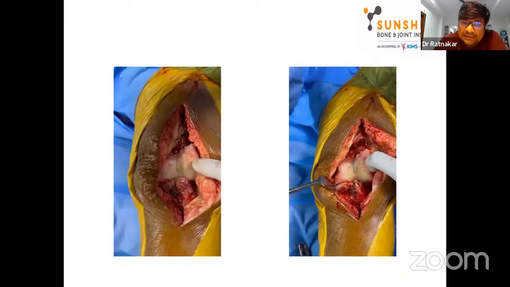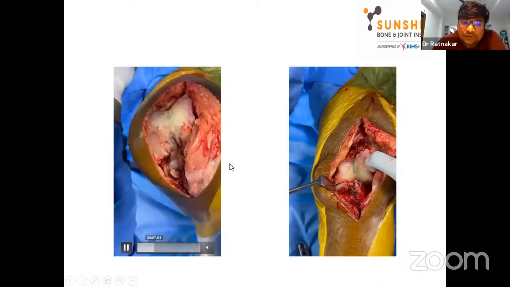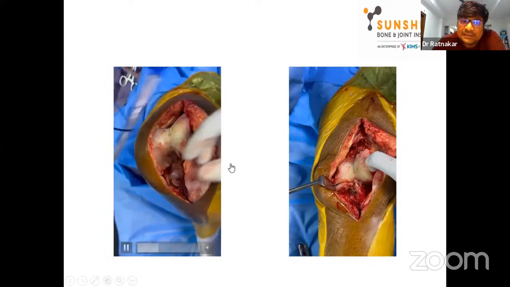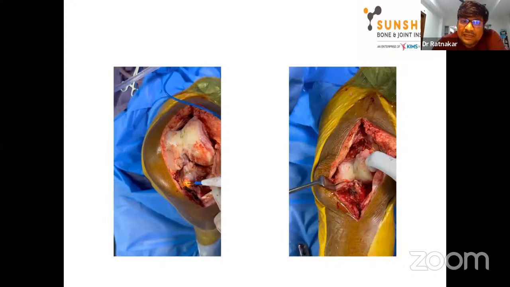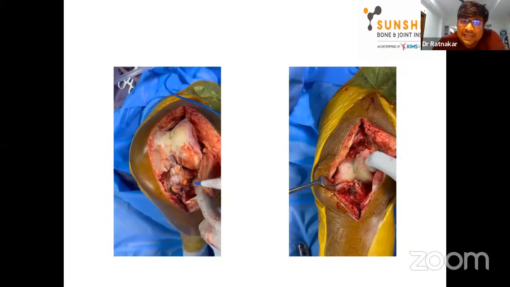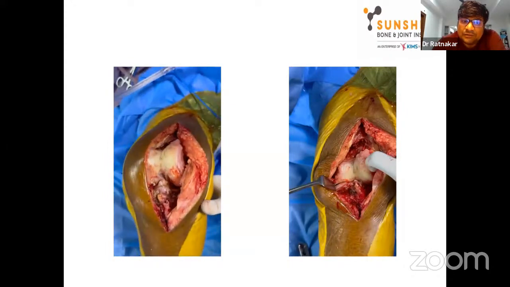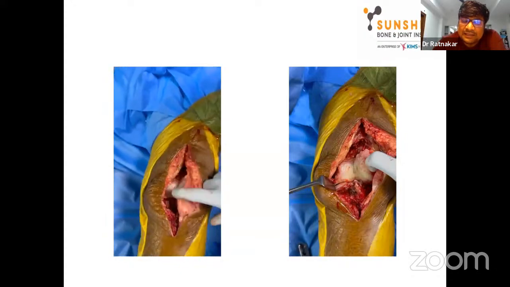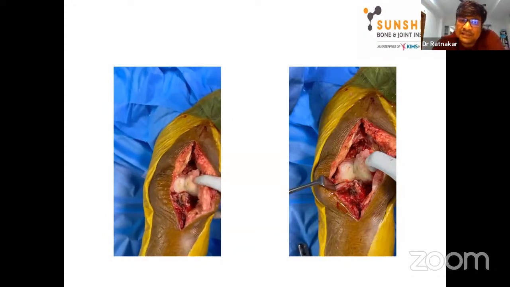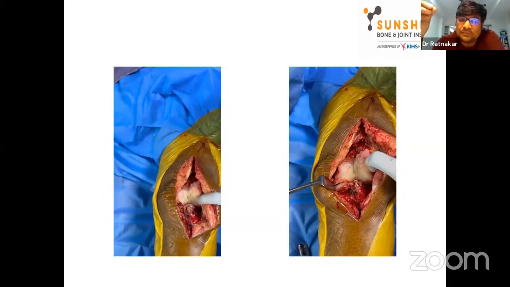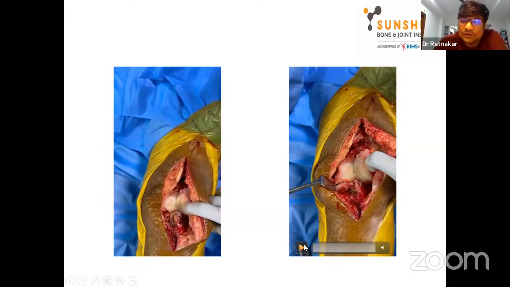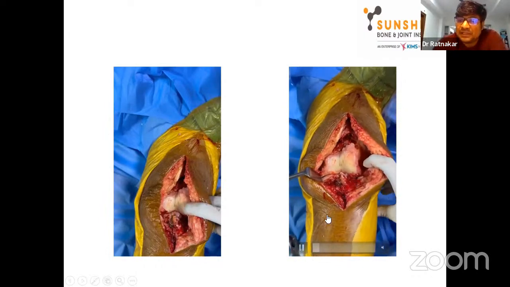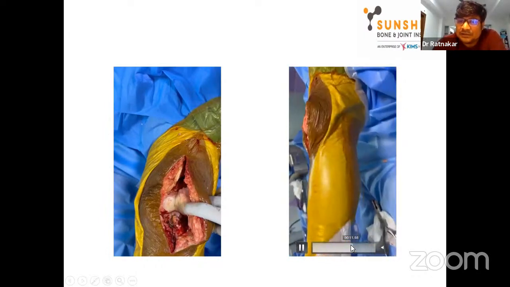flexion deformities. Now, I just want to show in this video these anterior anvil osteophytes, which could be a reason for your mechanical block in extension. So you can see with an electrocautery, I'm pointing out towards an anvil osteophyte. When I try to extend the knee, it hinges over the distal femur and prevents complete extension. The moment you remove that anvil osteophyte, you can achieve complete extension.